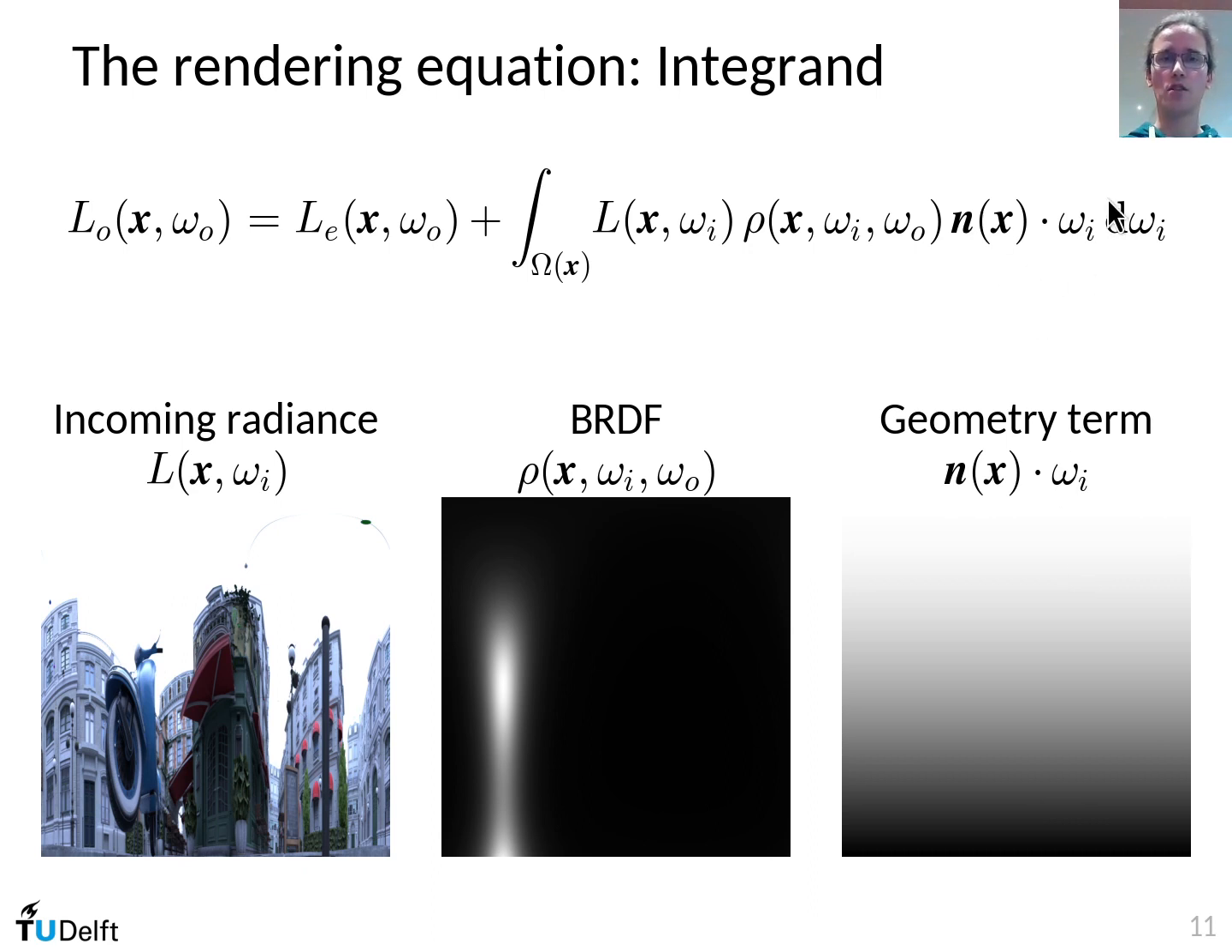And then finally we have a geometry term here. And this is simply a dot product between the surface normal vector and the incoming light direction. So this is big when we are somewhere up here, and then down here it's small, it goes down to 0. And the reason why we need this geometry term is that when you have light coming in at a grazing angle, then the same amount of light is distributed over a larger area. So effectively, the surface is not illuminated as brightly. And that's exactly what this geometry term accounts for.